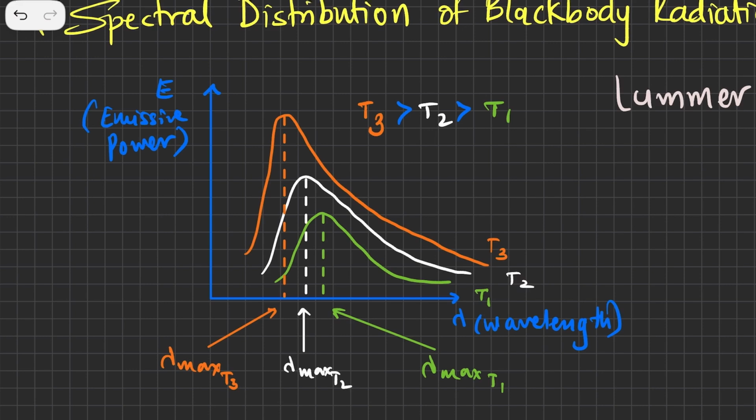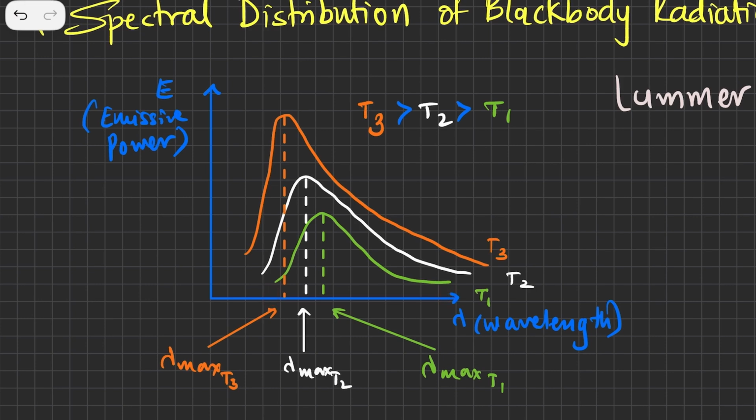and this emissive power was plotted for multiple bodies. One body was at a temperature T1, the other was at T2, and the third was at T3, and the relation between them was T3 greater than T2 greater than T1. So T1 was the least temperature and T3 was the maximum temperature. The wavelength which came out of that perfectly black body was not a single wavelength, it was a distribution of wavelengths. So the wavelengths were starting from this point to this point.